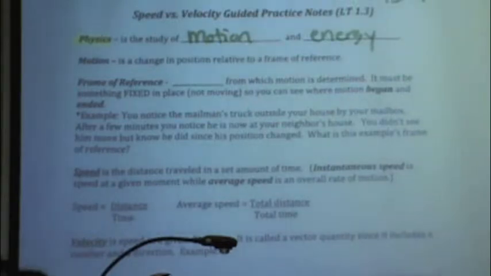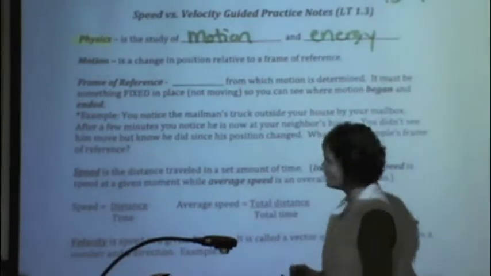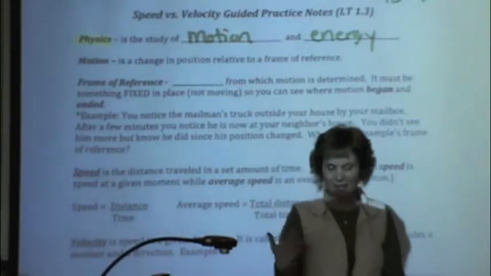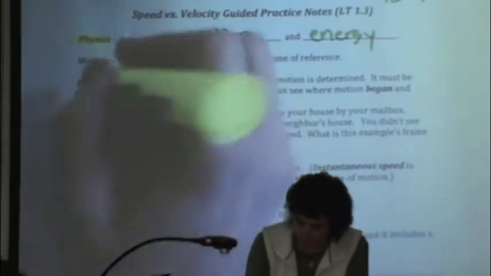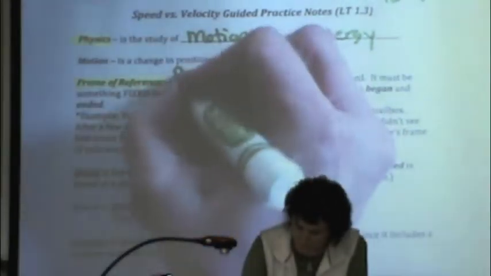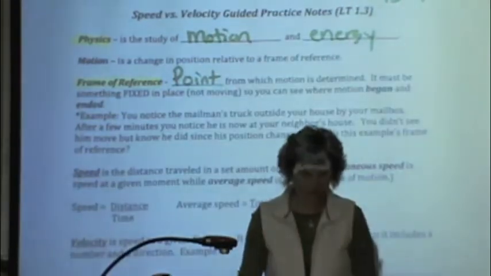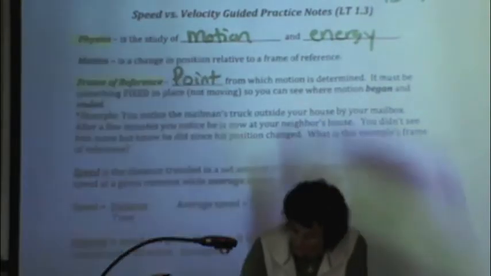Why do objects change their motion? What are forces that make objects change what they're doing? Now, very simply, motion is a change in position relative to a frame of reference. I'm not going to highlight that because most of you understand that. I do want you to highlight frame of reference. A frame of reference is a point from which movement is determined. So take a moment and write point from which movement is determined.